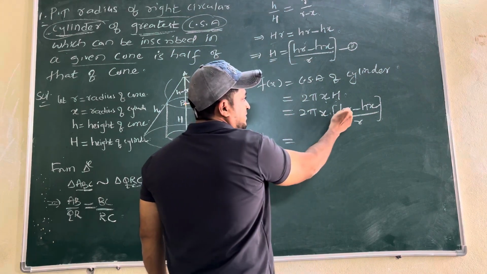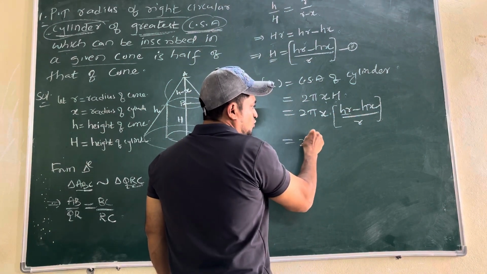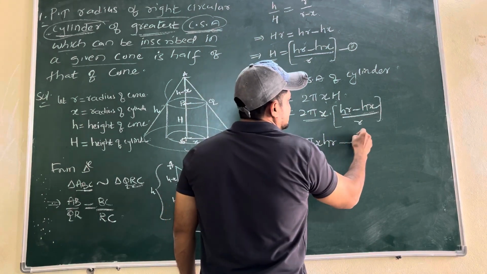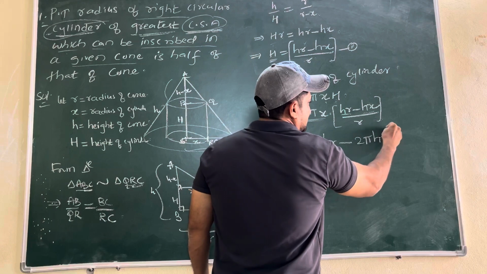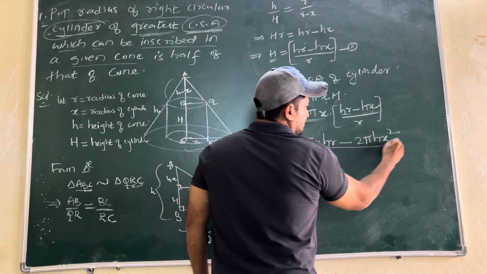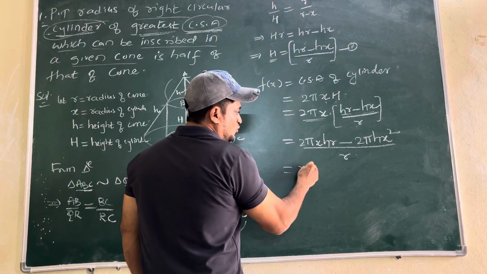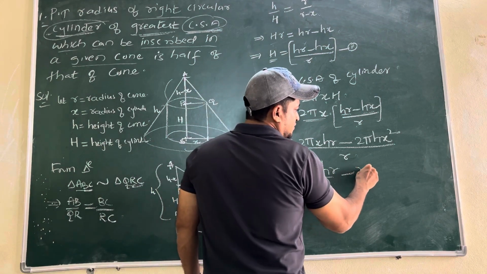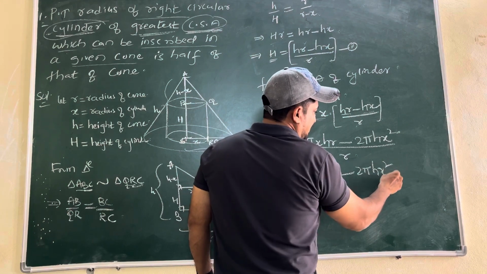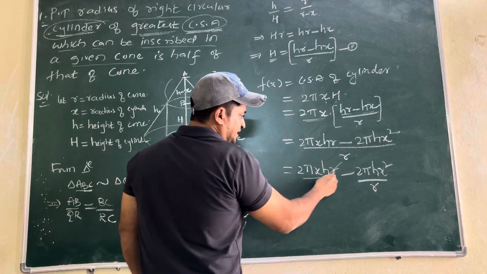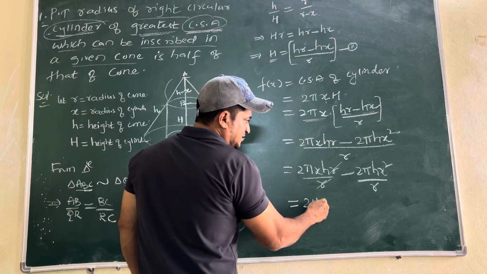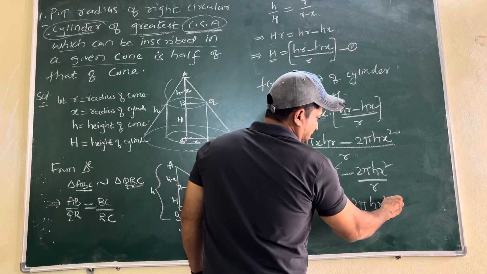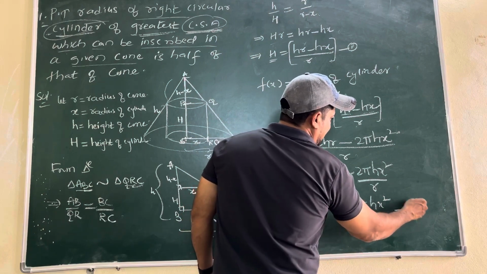Now 2 pi x is multiplied to H r, so 2 pi x H r minus this is multiplied to H x. 2 pi H x into x is x square divided by r. So we have 2 pi x H r divided by r minus 2 pi H x square divided by r. If we have any cancellation, we can do that. 2 pi x H minus 2 pi H x square divided by r. This is our f of x.